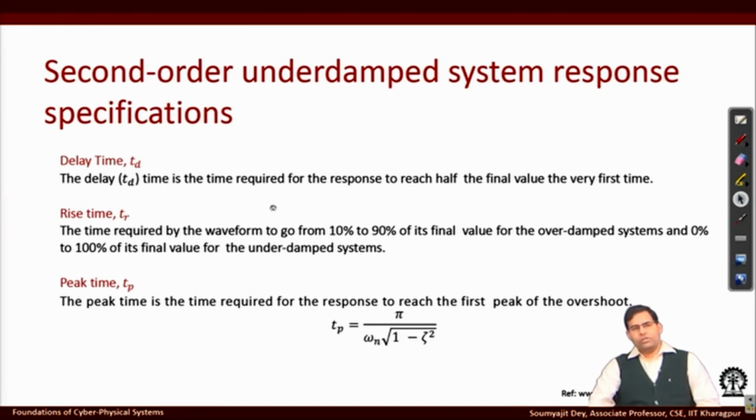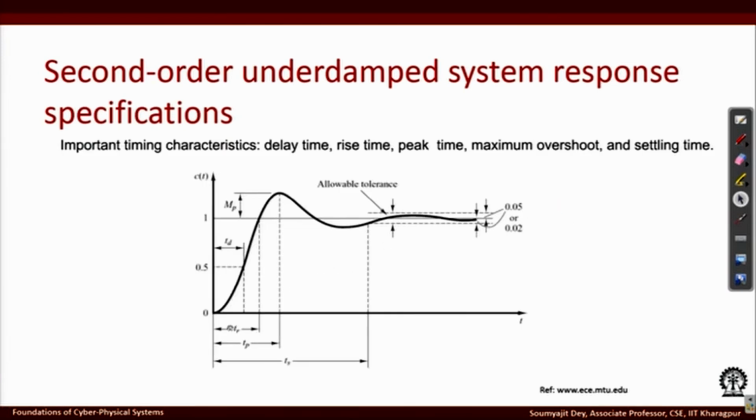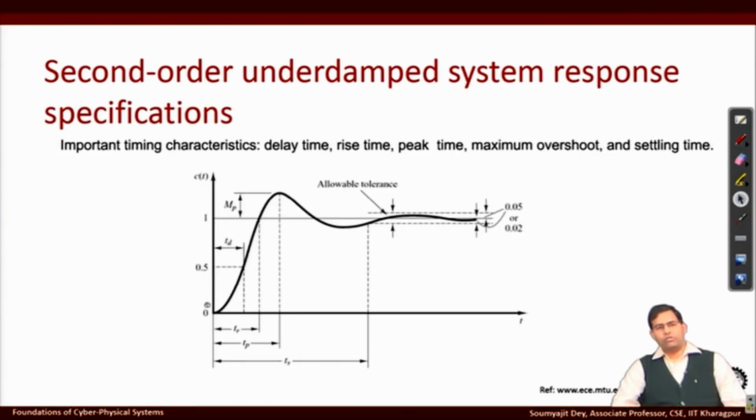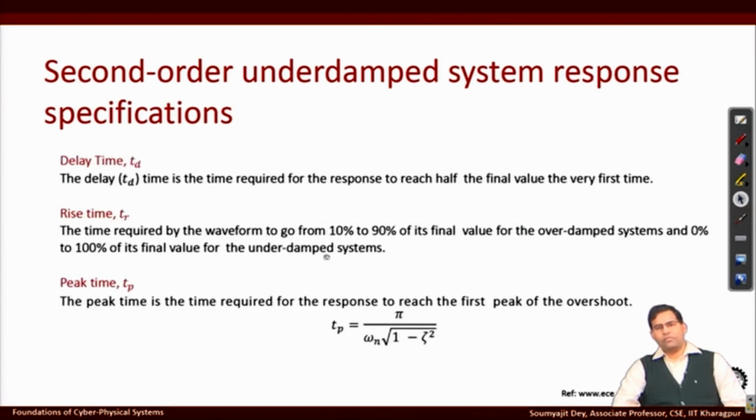Just to summarize, the delay time is the time required for the response to reach half of the final value the very first time. As you can see, it is this much time, the delay here. Then you have the rise time, which is the time in which the value goes from 10% to 90% of its final value for the overdamped system. Since we are considering underdamped systems here, it is the time by which you go from 0 to 100%, that is, the reference value, up to wherever we first cross the reference line. That is the rise time here. By 100% we mean the final value exactly.